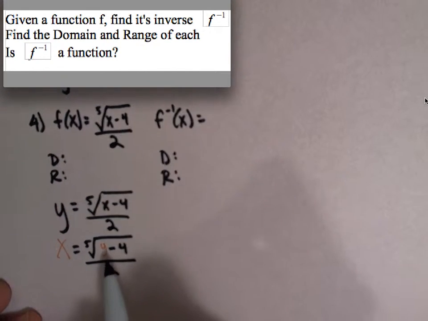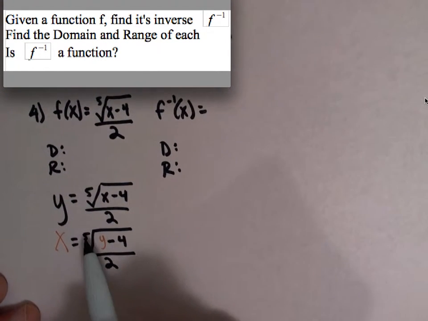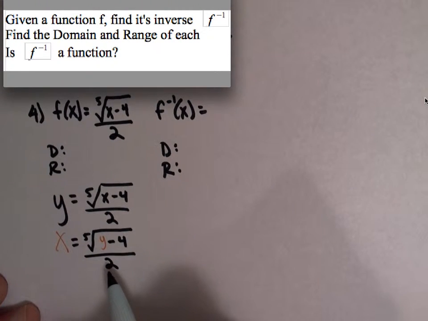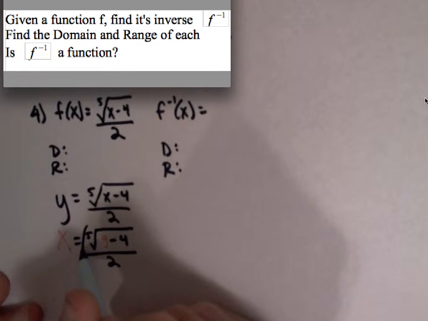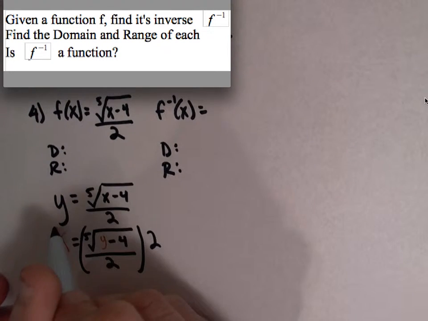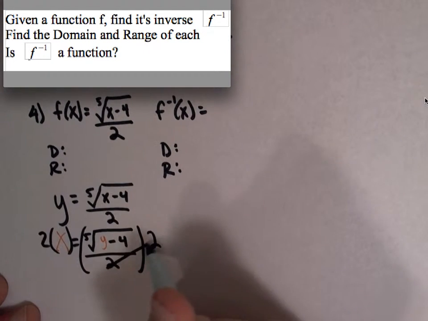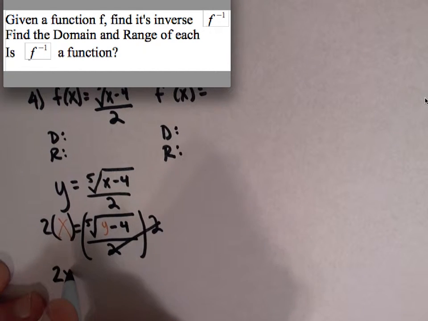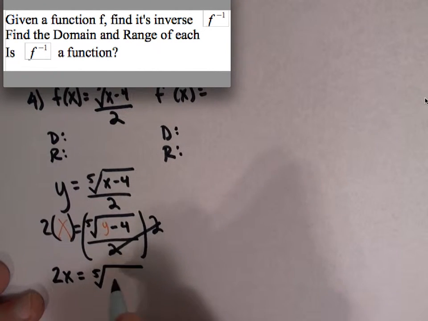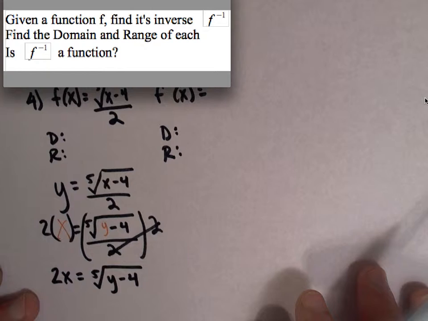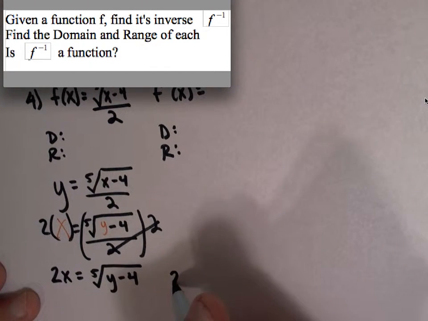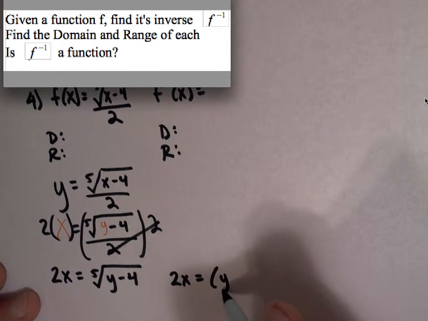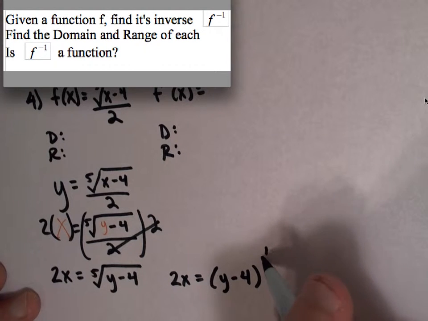So just like when we solved equations with these types of roots, we want to isolate it first. We want to get rid of this dividing by 2. What's the opposite of dividing by 2? We're going to multiply both sides by 2. That makes 2 over 2. So we get 2x equals the 5th root of y minus 4. Okay, and again, if you like to write it like this, you can write 2x equals y minus 4 to the 1/5.